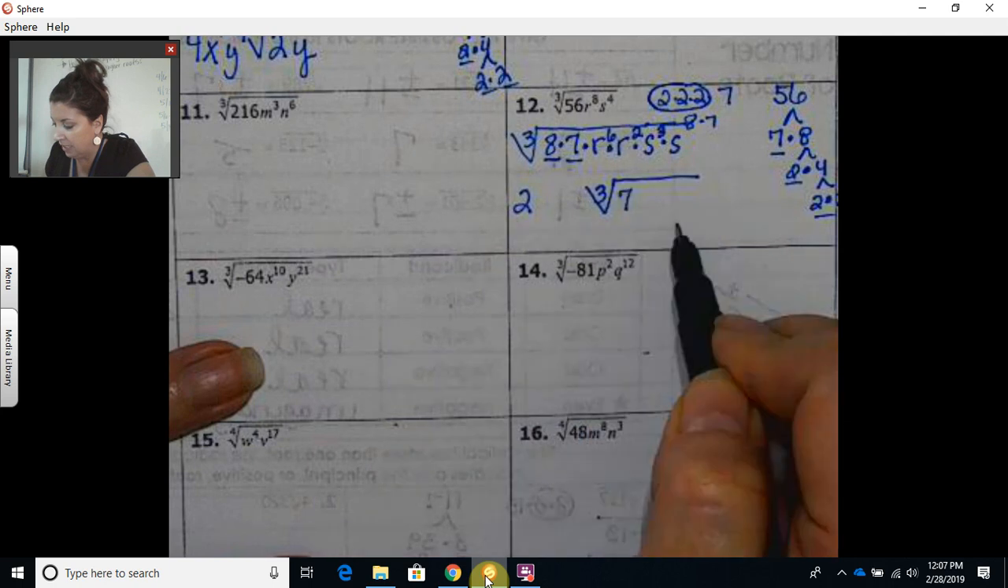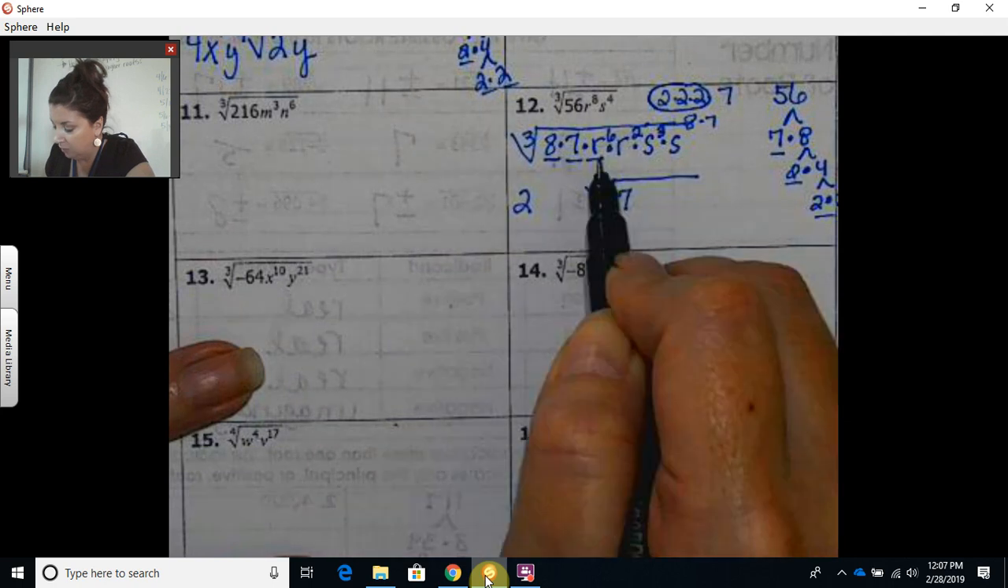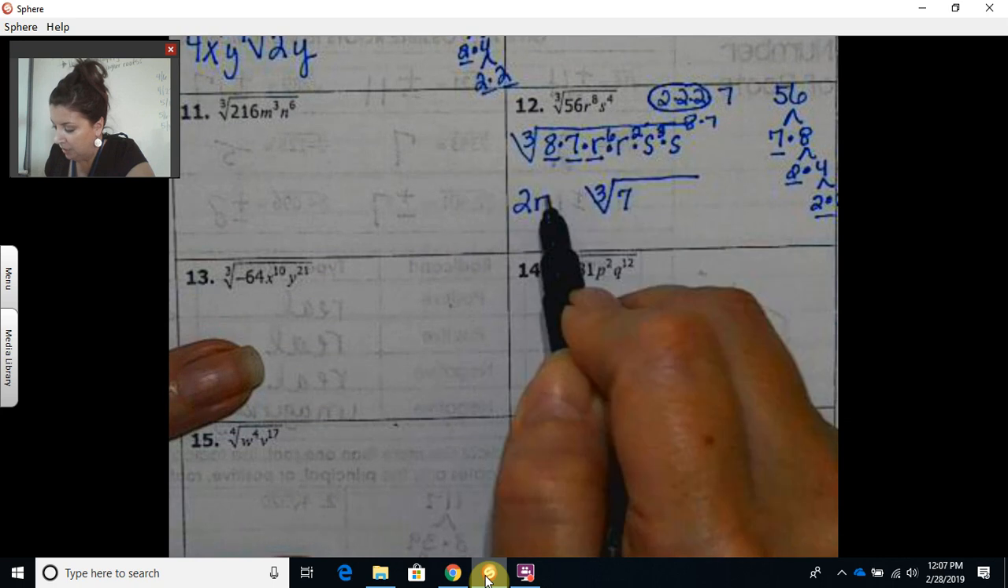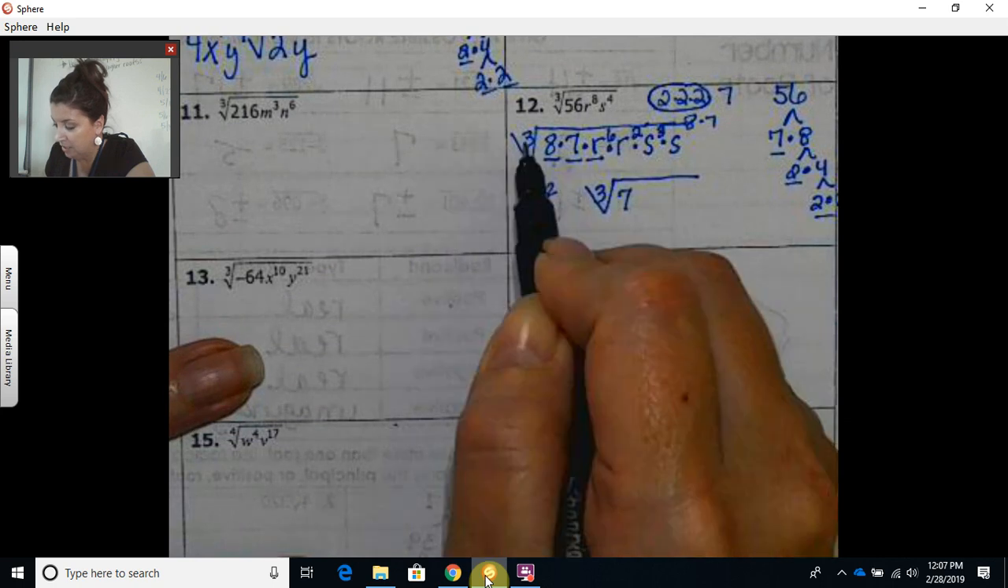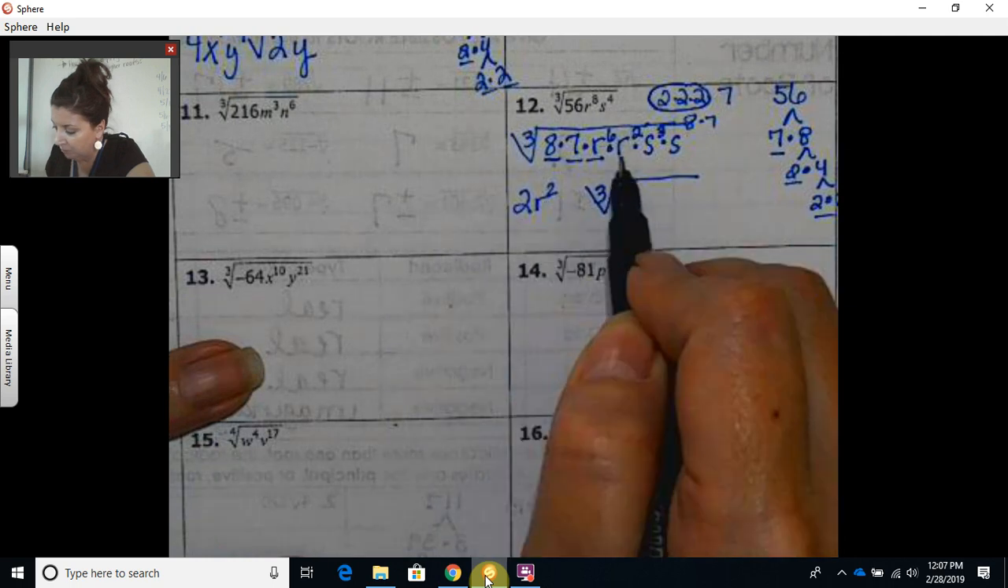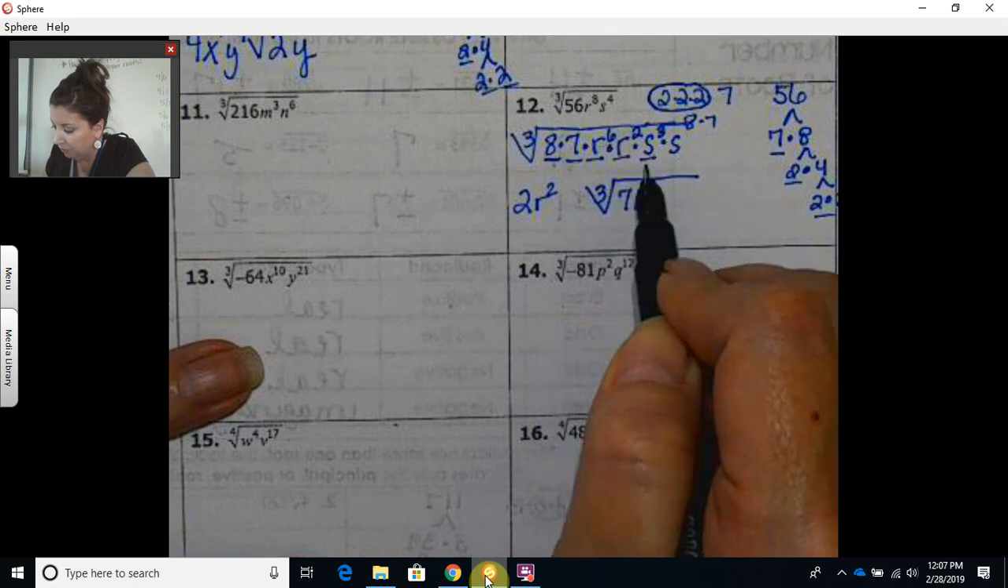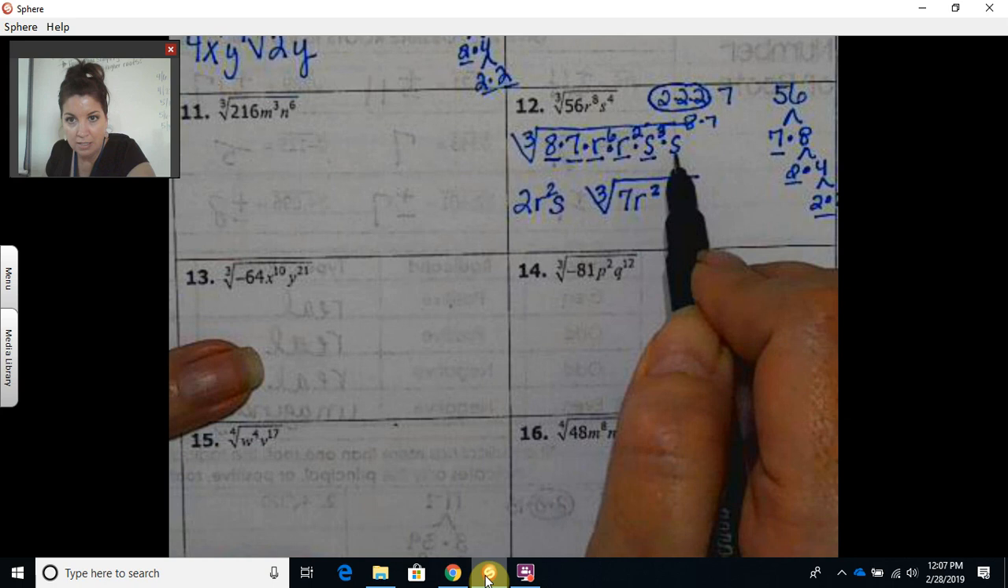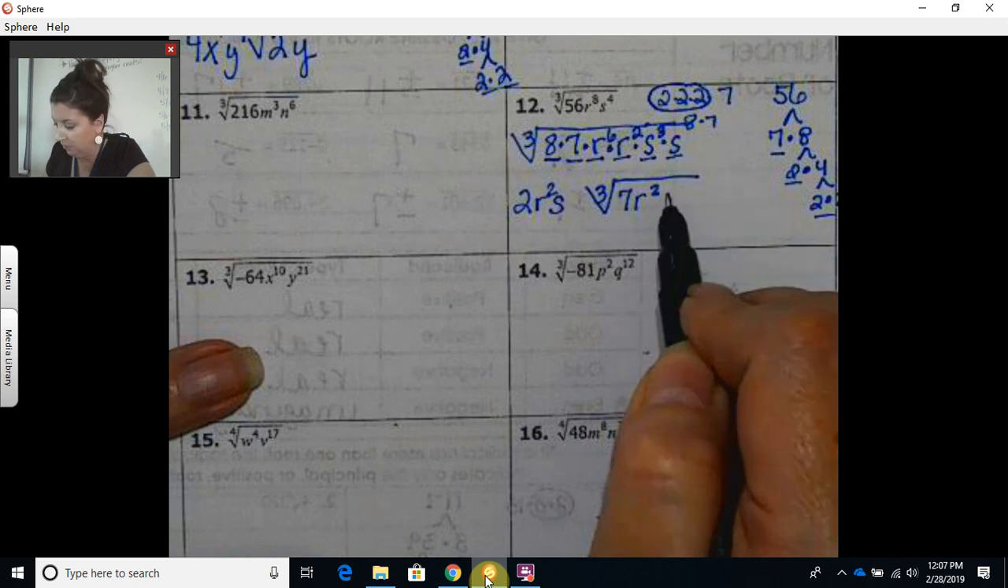Can I take the cubed root of r to the 6th? What is it? R squared. The exponent divided by the index gives me the root, right? What about r squared? Can I take the cubed root of that? No. So it stays in the radicand. What's the cube root of s cubed? S. So it goes on the outside. Can I take the cube root of this last little lonely s? Nope. So it stays in the radicand.